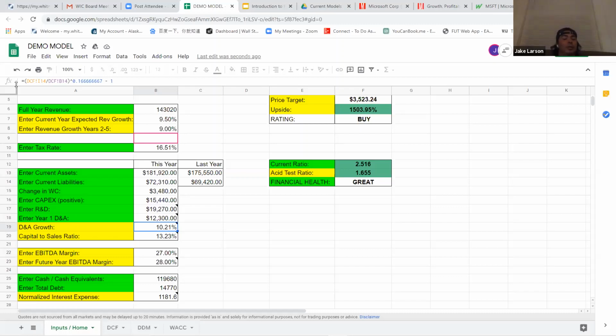We have this percentage here in order to forecast capital into the future, just because we don't really have a capital schedule from the company. So it's something that we have to extrapolate ourselves.